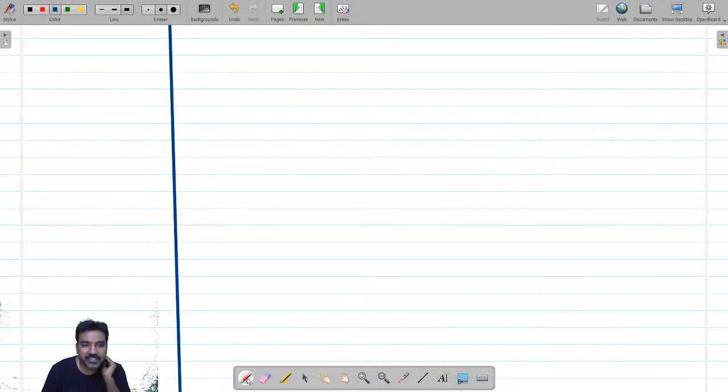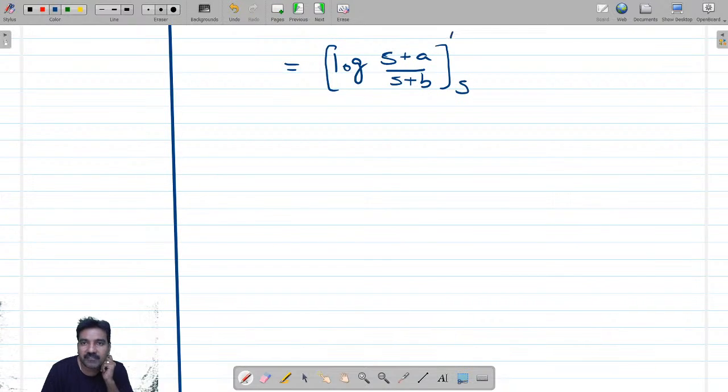So here it is: log of (s plus a) divided by (s plus b). Limits are from s to infinity. Okay. So therefore, in this case, when you try to replace s by infinity, you face some difficulties.